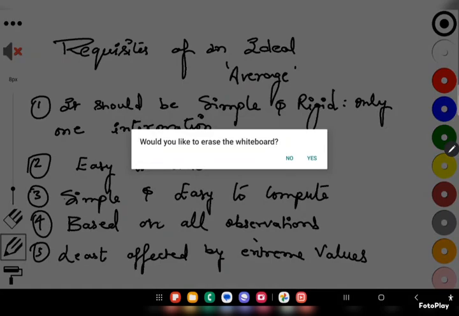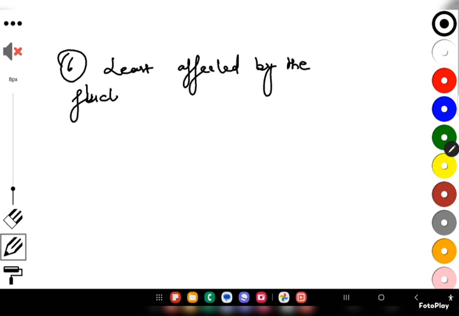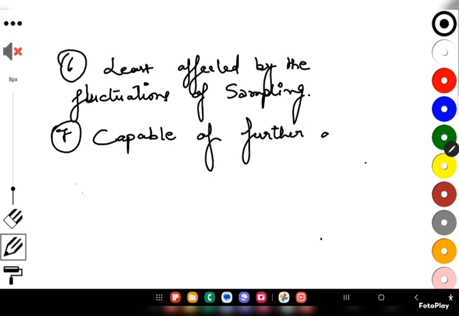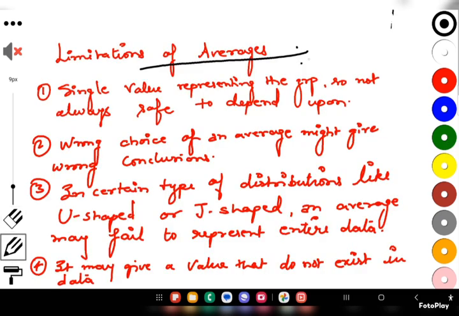Although each and every observation should influence the value of the average, none of the observations should influence it unduly. Then it should be least affected by the fluctuation of the sampling, so as to avoid any kind of discrepancy and any kind of error generated by this problem. And last is that it should be capable of further algebraic treatment, so that it can be used for other processes also. It can become the basis of other estimations also.